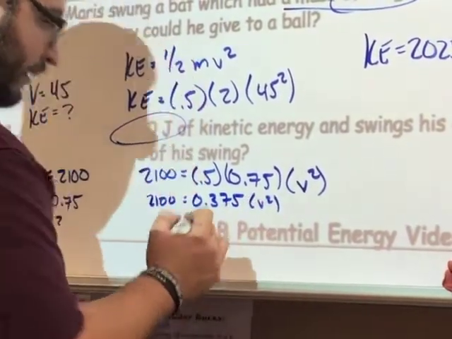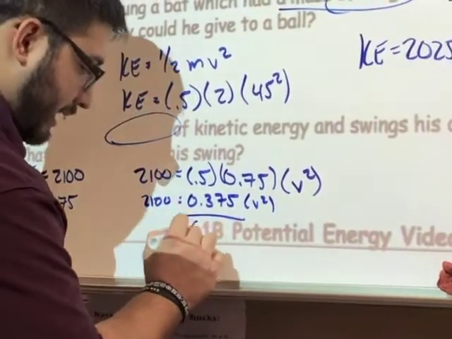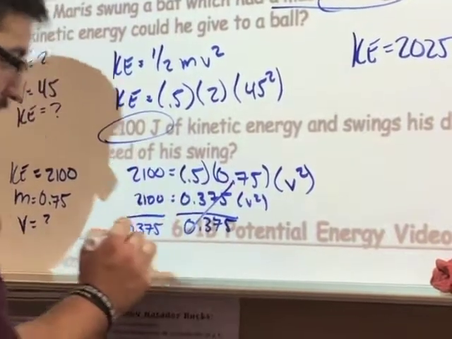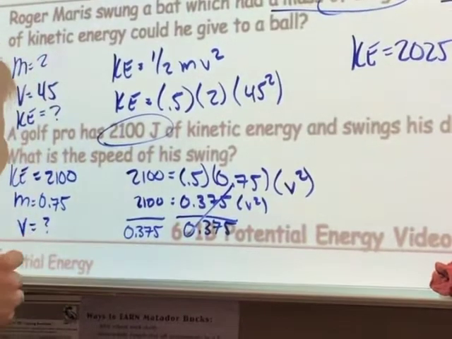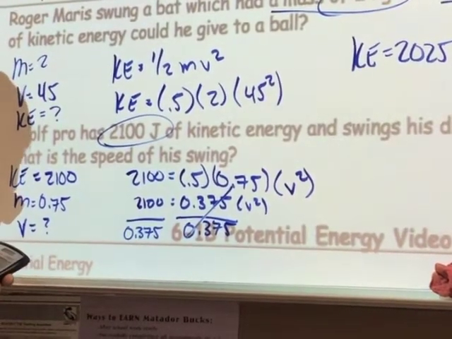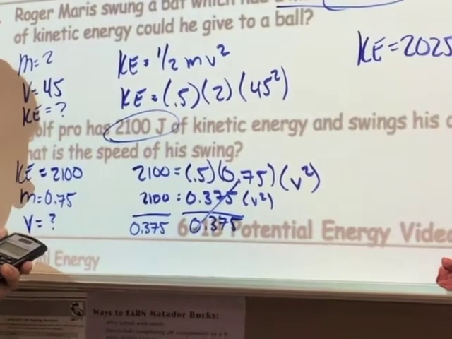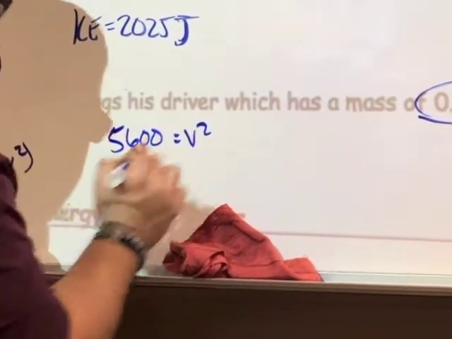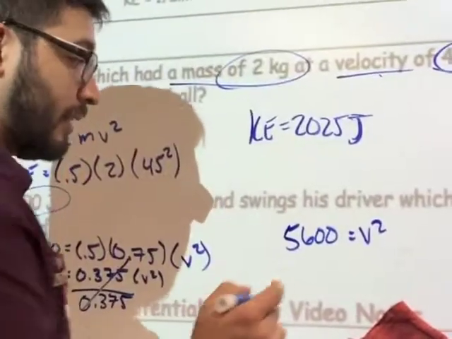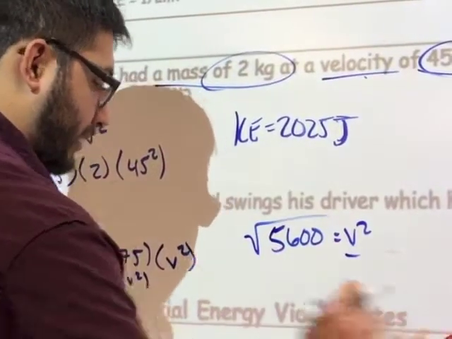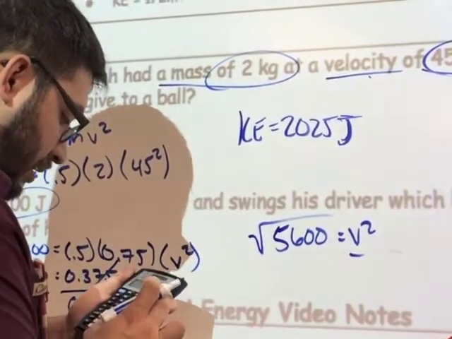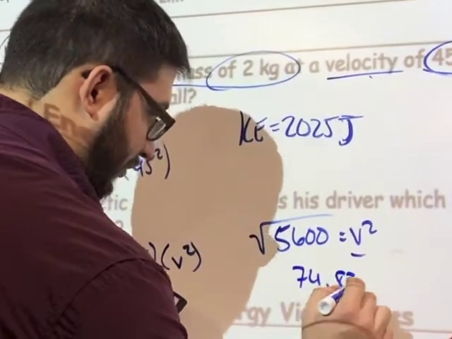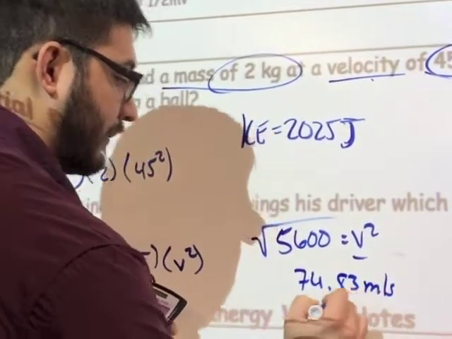v squared. We're still trying to get v squared by itself, so we'll divide each side by 0.375. These will cancel each other out, and it moves to this side. So we'll have 2100 divided by 0.375, and we'll get 5600 equals v squared. We're not looking for v squared though, we're trying to find v. So to do that, we'll square root our answer. When we square root the answer, it becomes 74.83, and that's going to be meters per second.